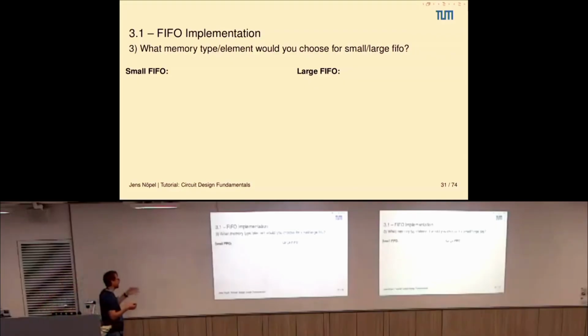Because normally DRAM is something that is off chip, right? And now you have two modules that want to communicate, but on chip. So you would need to go off chip to the DRAM and then on chip again to the other module. That's why you usually don't want to do this. So what you do instead is use memory that is available on chip. And for that you either have flip-flops or you have SRAM. Now the question is, which one would you use flip-flops for and which one would you use SRAM for?